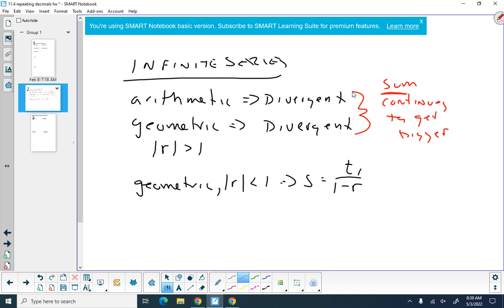your sum continues to get bigger and bigger and bigger. As you add another term, the sum of those terms continues to get bigger and bigger and bigger. When you have an arithmetic series, that is true. When you have a geometric series and the absolute value of your ratio is greater than the value 1, that is the idea of divergent.